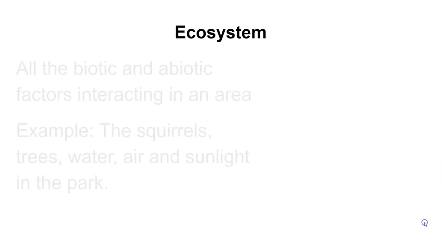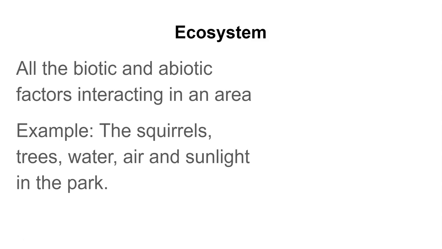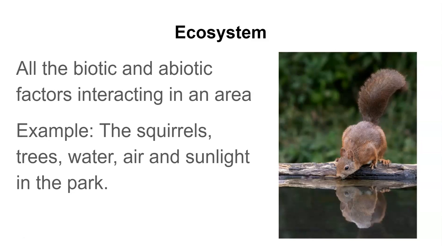And then we add in the abiotic factors, and we now have what's called an ecosystem. So that is all the biotic and abiotic factors interacting. So we take that same picture with the squirrel and the daffodils and the trees, and now we would add in the water and the air and the clouds and the sunlight and the oxygen and all of those things. So here's just a zoomed in picture of a squirrel interacting with the abiotic factors in an area.